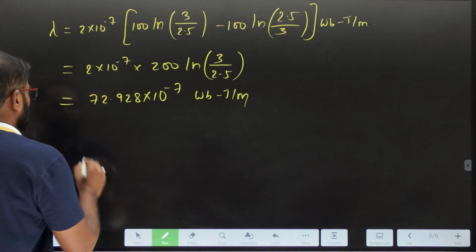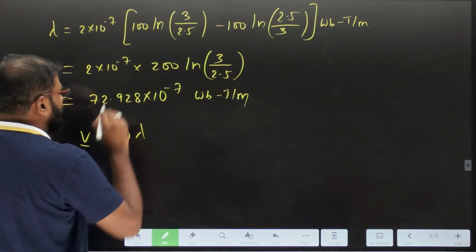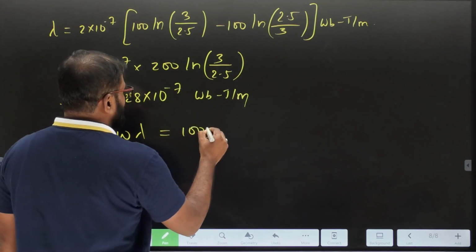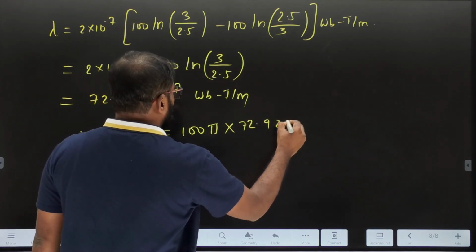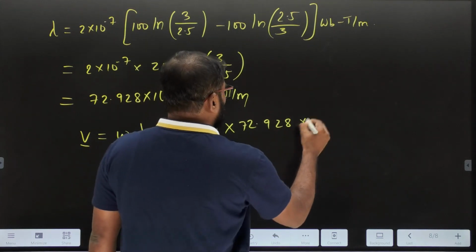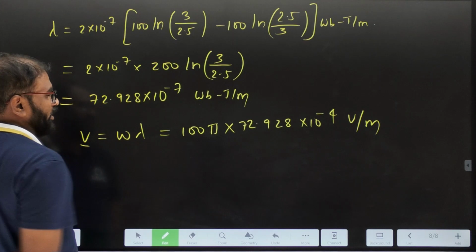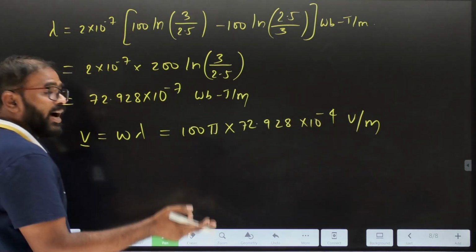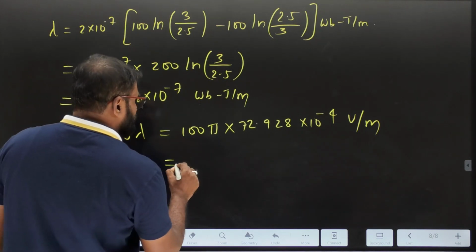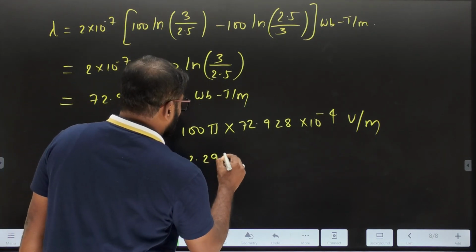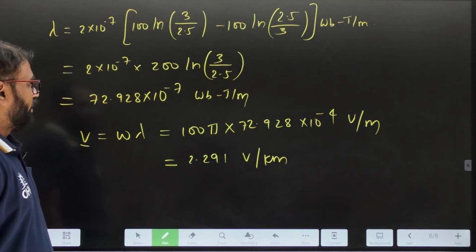Okay, but we want voltage, that is omega lambda. Let's substitute here. Omega means 100 pi times 72.928 into 10 power minus 7 volts per meter, because it is in Weber turns per meter. So we get volts per meter, but the answer is expected in volts per kilometer. So the answer for this is 2.291 volts per kilometer. Okay, clear?